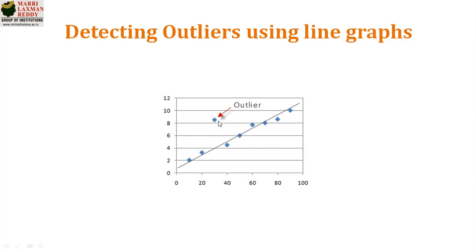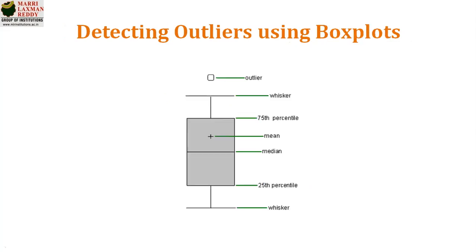As you can see in the image, there are some data points which are following some trend, and there is only one point which is moving away from the data points. It is considered an outlier. Likewise, you can use a line graph, and you can use a box plot also to identify outliers. The box plot is a very important method with which you can identify outliers easily.